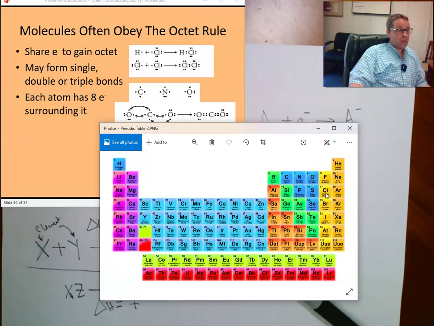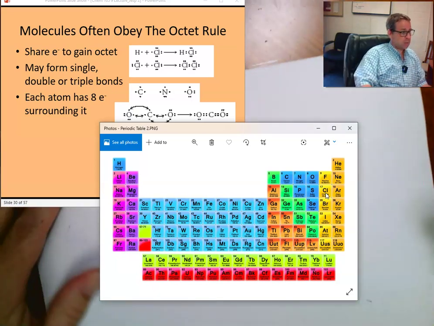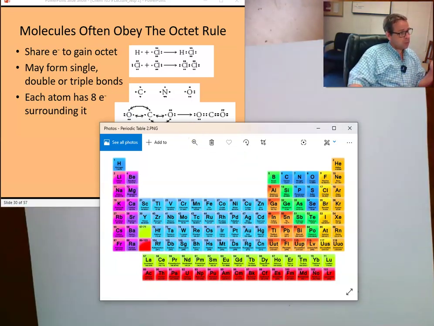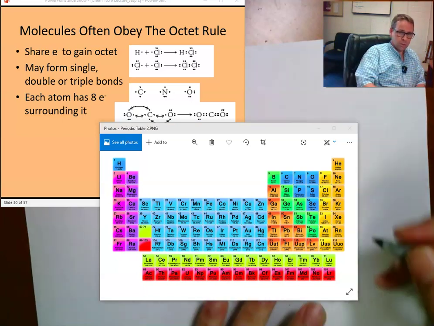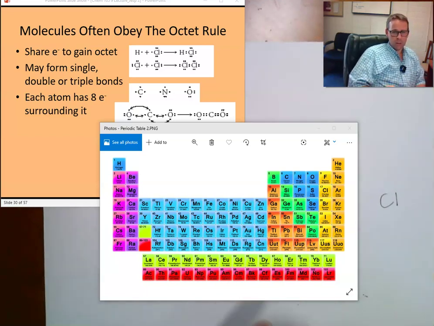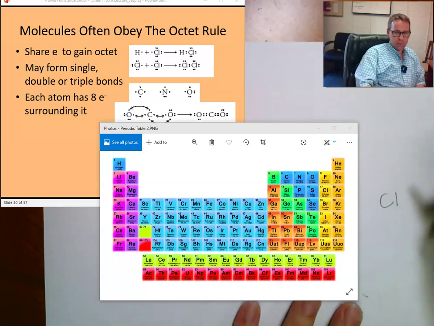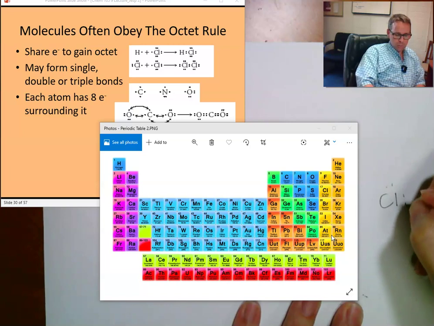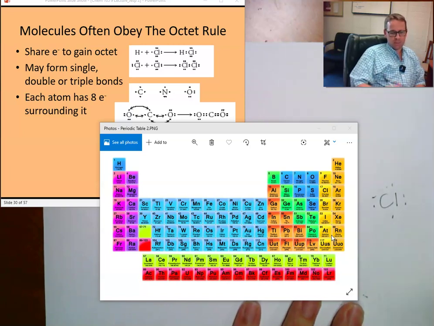Chlorine, if I draw the Lewis dot structure of chlorine, who's up at the top there? Aisha. If I draw the Lewis dot structure of chlorine here, an atom of chlorine, how many electrons around an atom of chlorine in a Lewis dot structure? 7. That's right. It's in the 7th column here. 1, 2, 3, 4, 5, 6, 7.